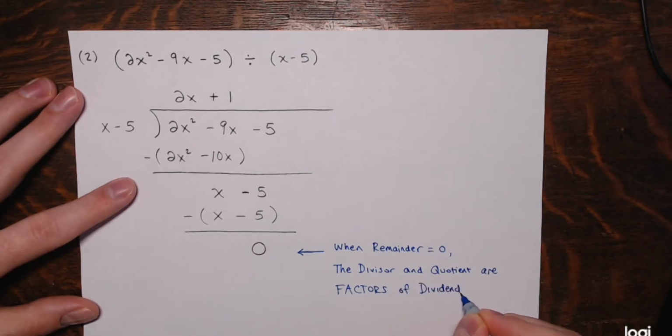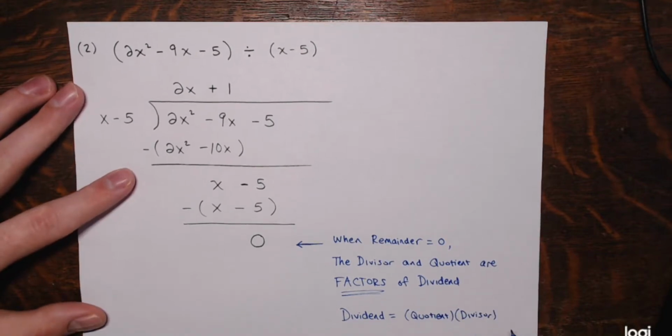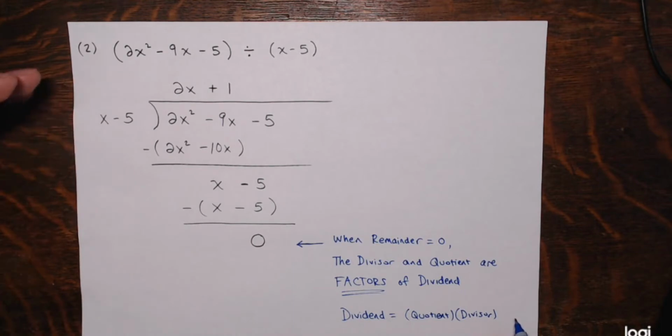Right? In other words, the dividend, like earlier, we're going to say it's equal to the quotient times the divisor plus the remainder, but the remainder is 0. So I don't need to write that. So you can see how we can now factor the dividend as the quotient times the divisor.